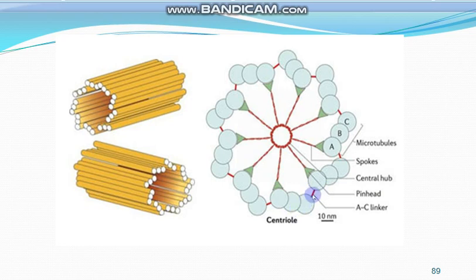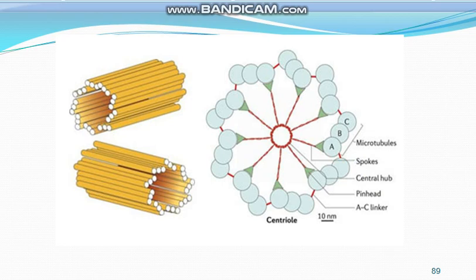So it joins the C of one triplet to the A of the other triplet. In the same way, C of one triplet and A of the other triplet. Then again C of one triplet and A of the other triplet. So these are known as the linkers.